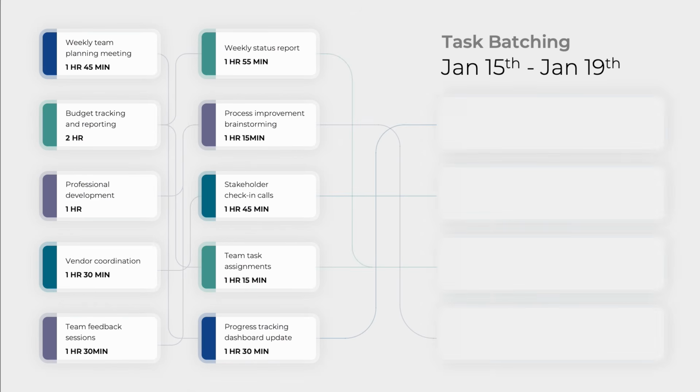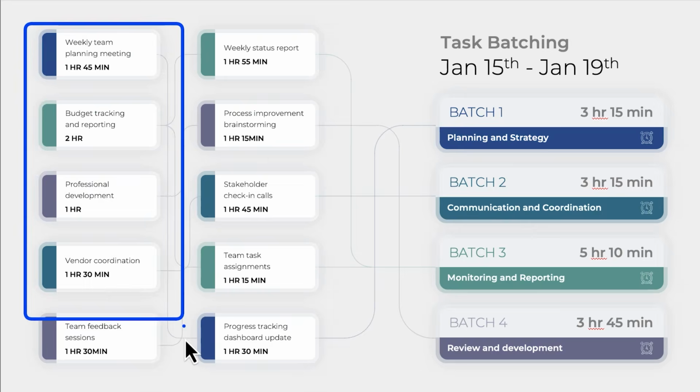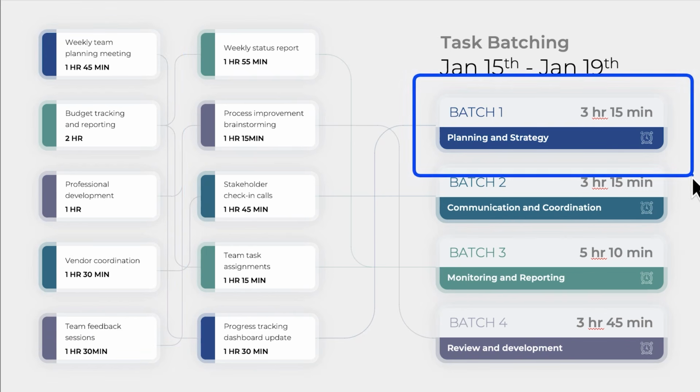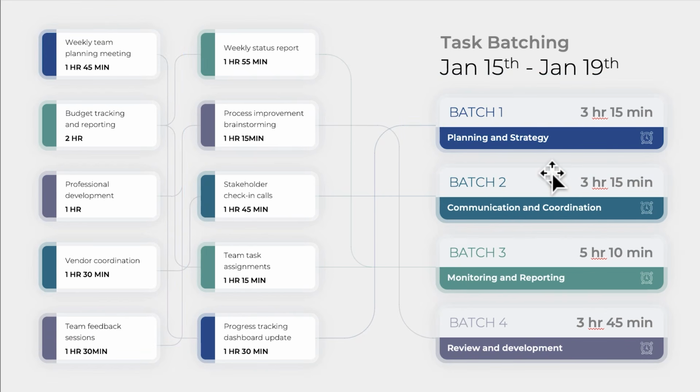Alternatively, task batching also groups similar tasks into focused time blocks. So from left to right, you can see how each card gets to be grouped and the total amount of time that a task batch requires.